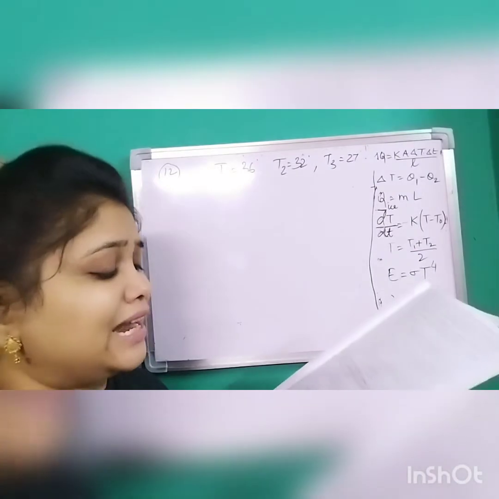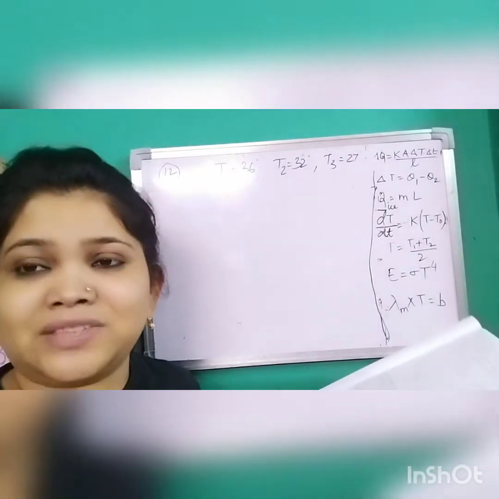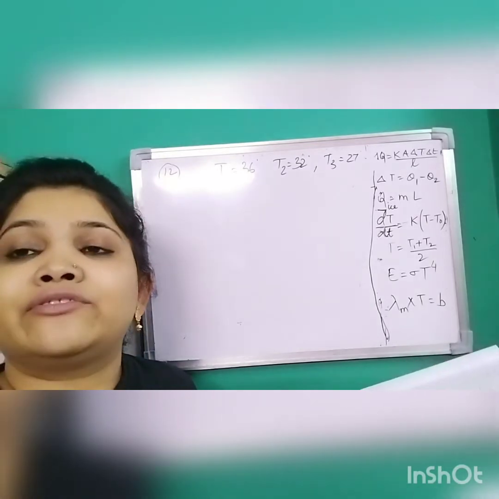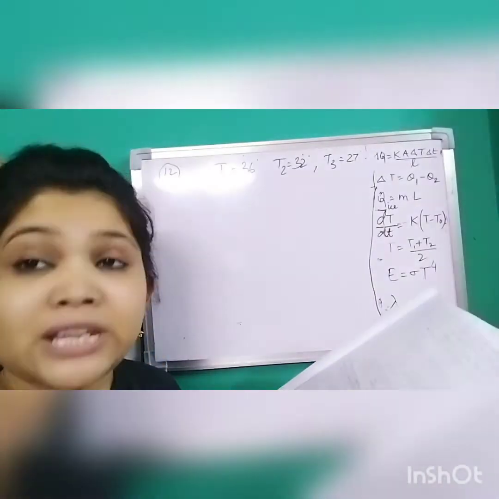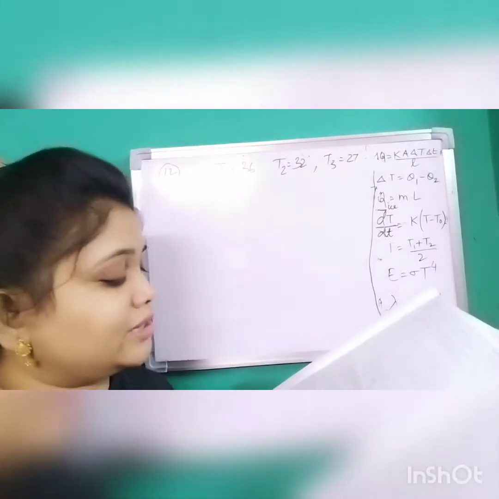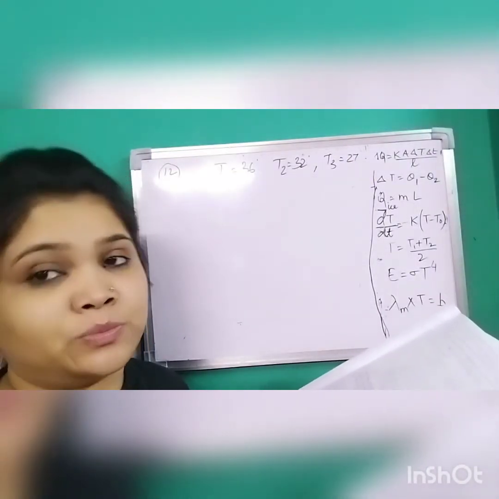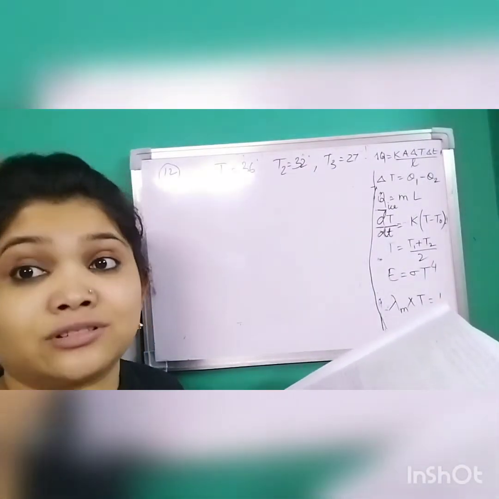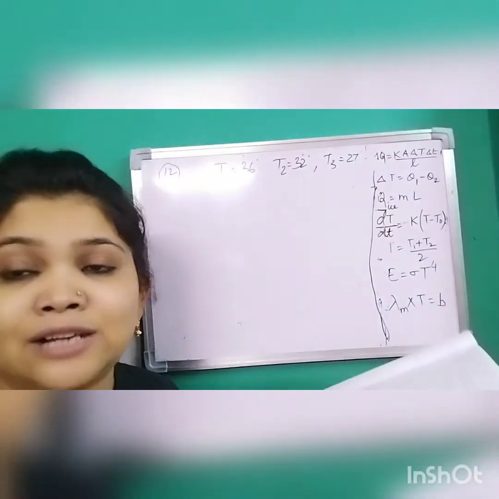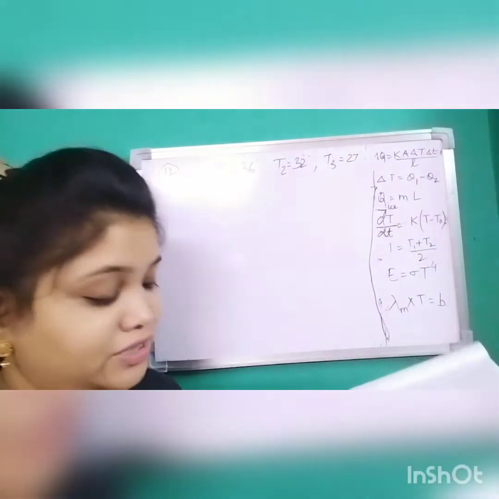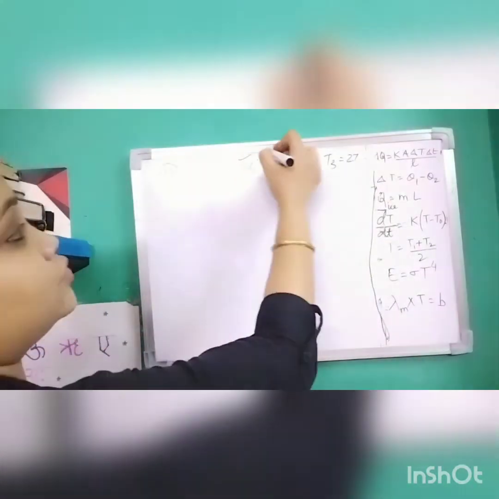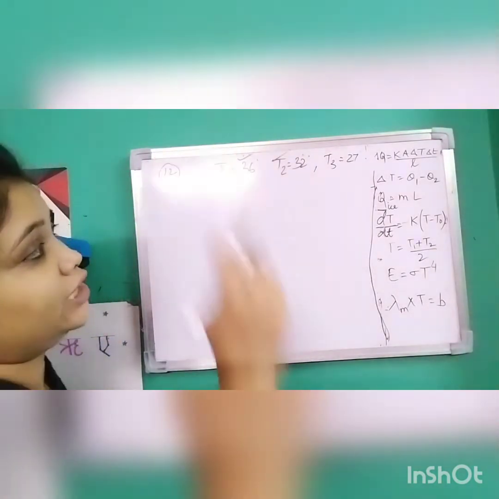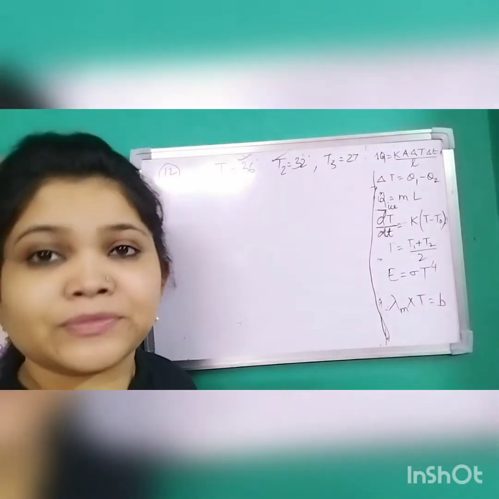B lies between vest and shirt. That means after the vest, the man is wearing a shirt. So, the temperature between the vest and the shirt is your B, and C is between the shirt and the coat. After the shirt, he is wearing a coat. If the vest and shirt are equally thick, calculate the ratio of the thermal conductivities. Vest and shirt means these two, because this is the coat one. So, what are you going to do?